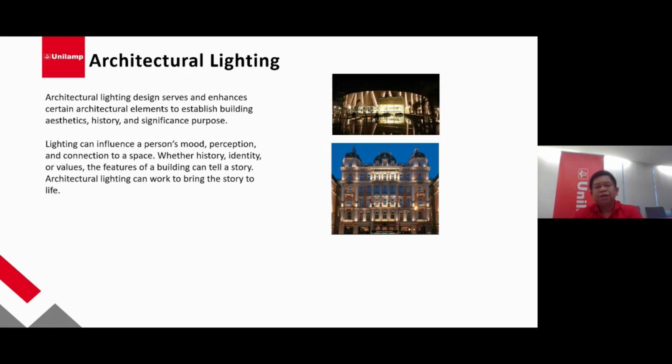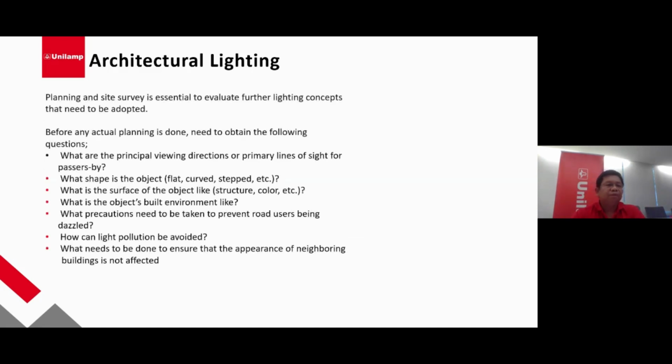space. So if you emphasize this properly, it will be more harmonized and it can also give identity to a certain location or give values. So you need to make sure that the features of the building can tell a story. You know, architectural lighting can work and bring it to life if you design properly the building or the structures. So aside from that, planning and survey is essential to evaluate the lighting concepts that need to be adapted.